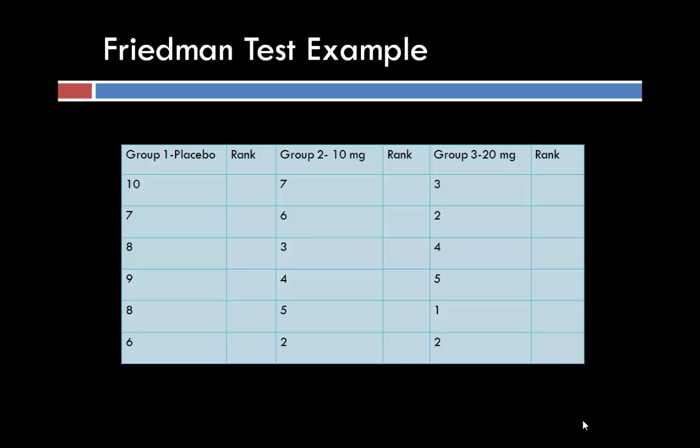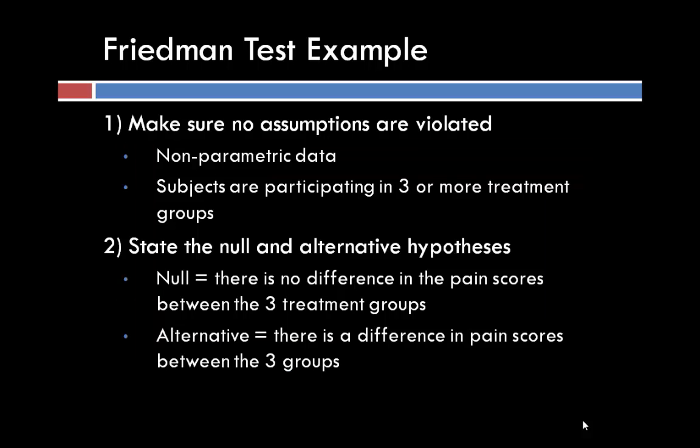So very similar to our Kruskal-Wallis actually, except it's the same participants in each group. So we have our group 1, which is placebo again, group 2, which is 10 milligrams, and group 3, which is 20 milligrams. Again, we want to go through our analysis methodology. We want to make sure that no assumptions are violated. So we have non-parametric data, and we have subjects that are participating in 3 or more treatment groups.